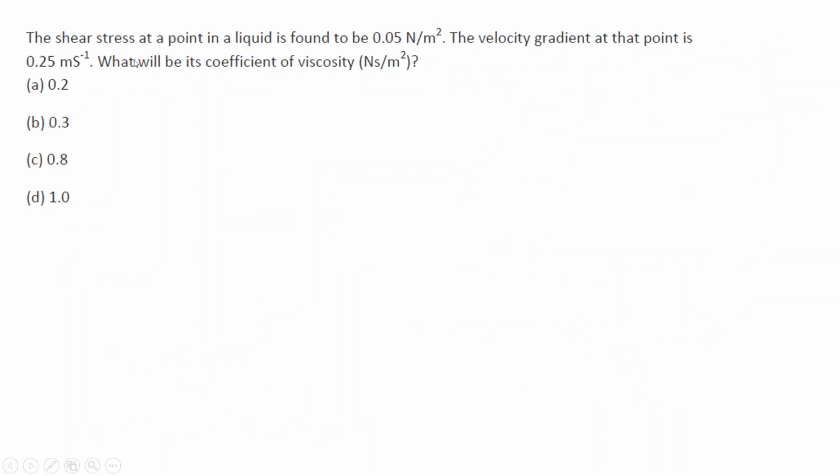The next question is, the shear stress at a point in a liquid is found to be 0.05 Newton per meter square. The velocity gradient at that point is 0.25 meter per second. Shear stress is force per unit area. The shear stress has been given to be 0.05 Newton per meter square.